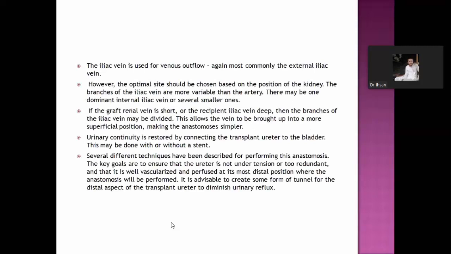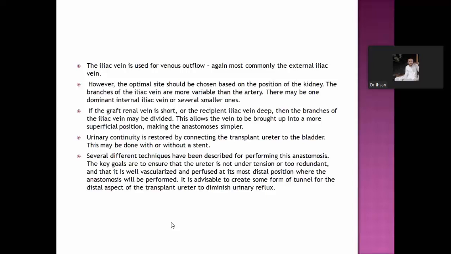The iliac vein is used for venous outflow, again most commonly the external iliac vein. However, the optimal site should be chosen based on the position of the kidney. The branches of the iliac vein are more variable than the artery. There may be a dominant internal iliac vein or several smaller veins. If the graft renal vein is short or the recipient iliac vein deep, then the branches of the iliac vein may be divided. This allows the main vein to be brought up into a more superficial position, making the anastomosis simpler.